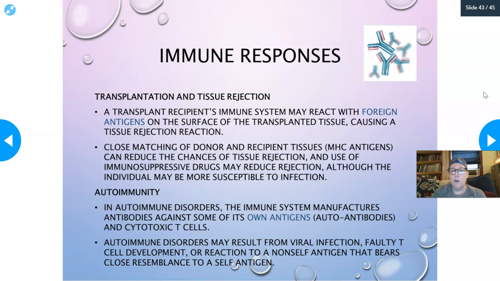We do see that there are some autoimmune diseases that are the result of a viral infection, and there's something about the proteins on a virus that looks like the host tissue, and so it basically mimics, it mistakes the healthy tissue for the virus and attacks it thinking it's a virus. It can also be due to faulty T cell development, or again, reaction to a non-self antigen that bears a close resemblance to a self antigen. So that's molecular mimicry, the theory as a cause of autoimmune disorders.